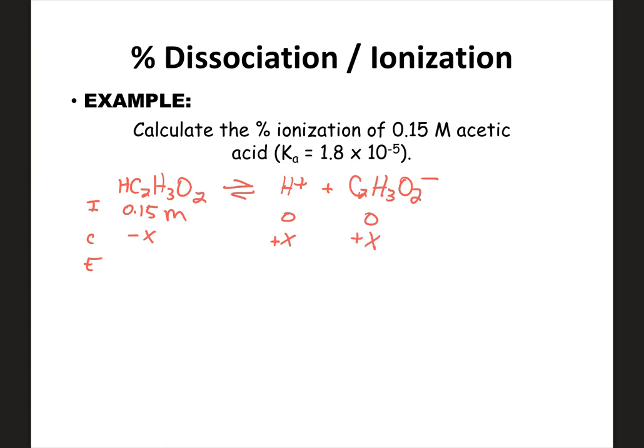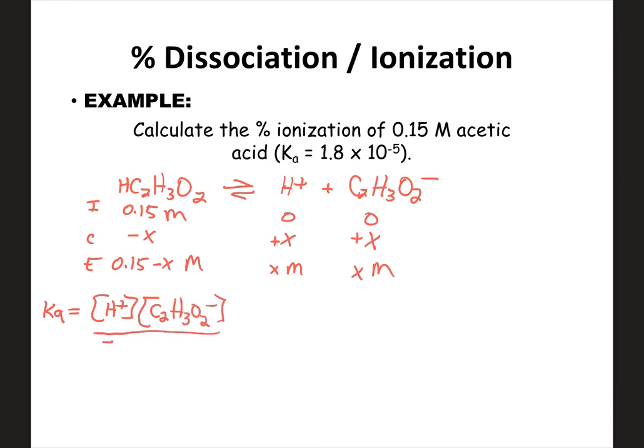Now we can write our equilibrium concentrations in terms of X: 0.15 minus X molar for the acetic acid, X molar for each of your products here. We can write the Ka expression here for this equilibrium. Ka is going to be equal to the concentration of your products, the concentration of H plus times the concentration of C2H3O2 minus, all over the reactant, the acetic acid here.